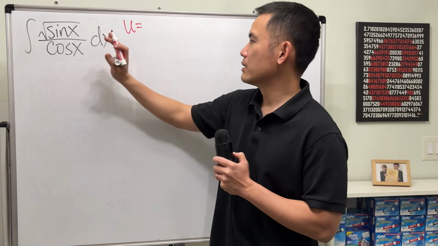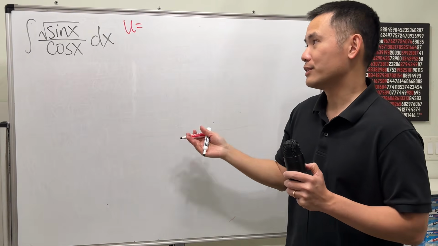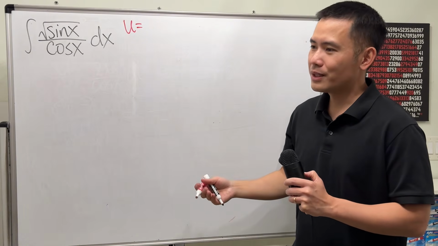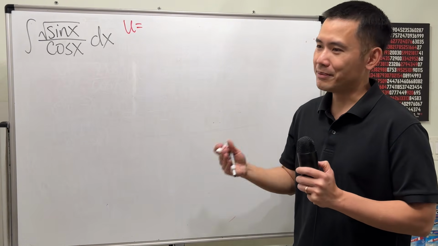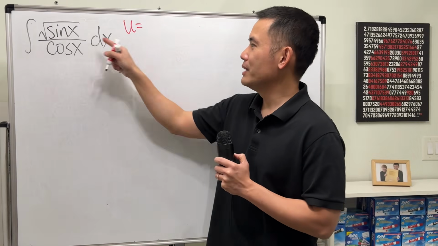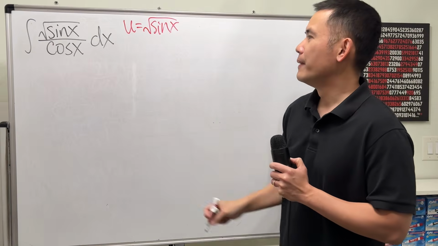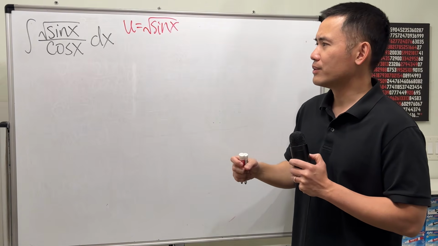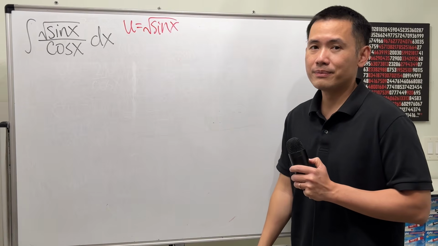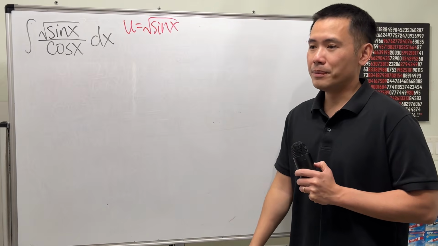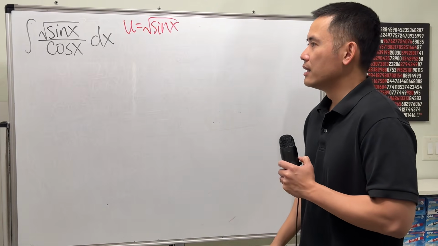U is not cosine x. Well, maybe it works, I just don't know. And I'm not going to let u equal sine x either. Maybe it works, maybe you have to do it twice, but I'm not going to do it. I'm going to let u equal square root of sine x. And this is something that you just have to try and see if it works. If it does, great. If not, maybe pick another u, or maybe try a different integration method.